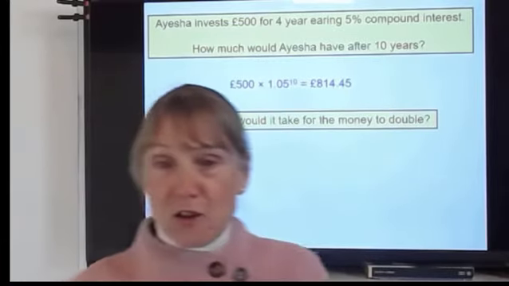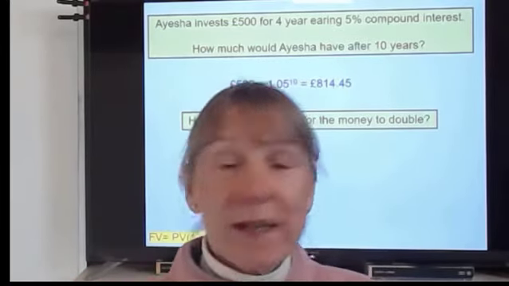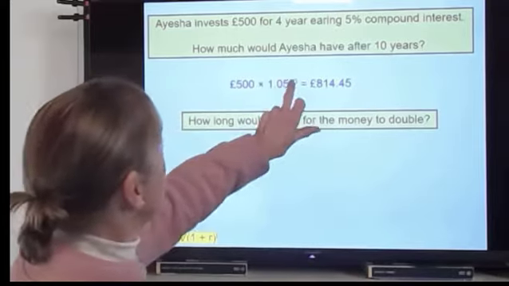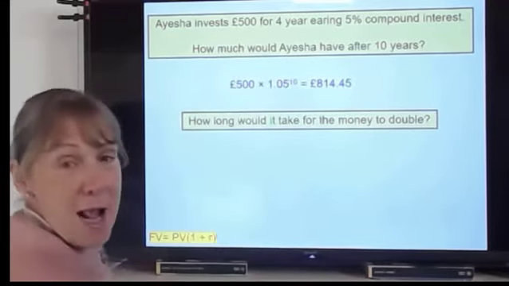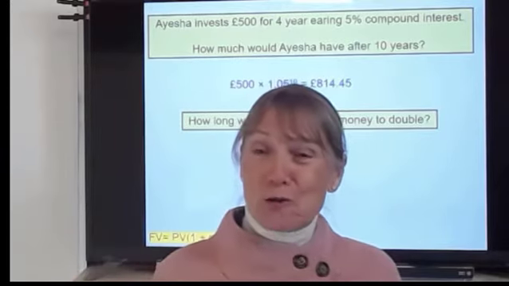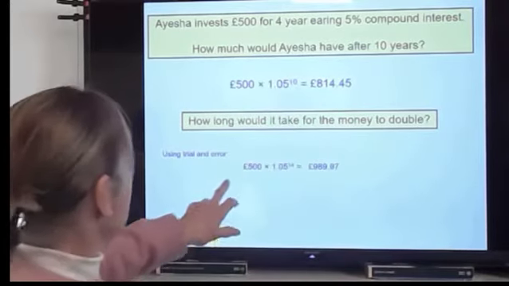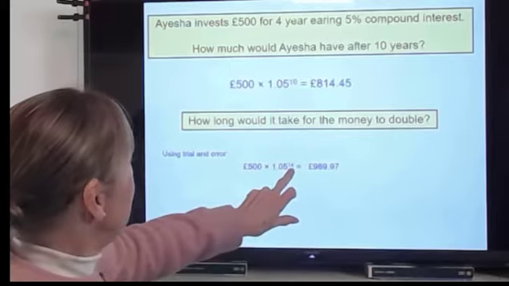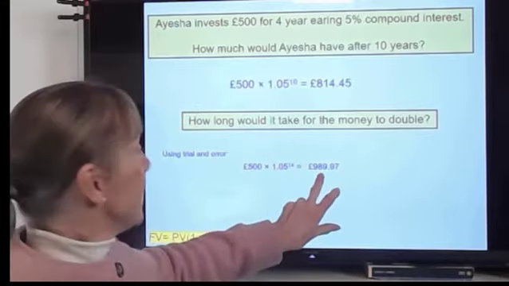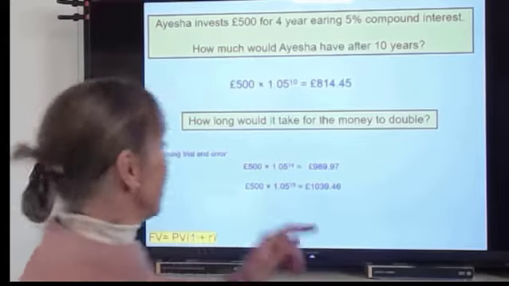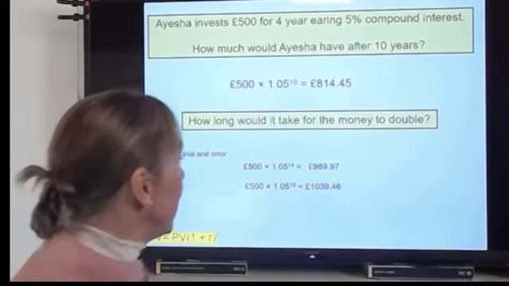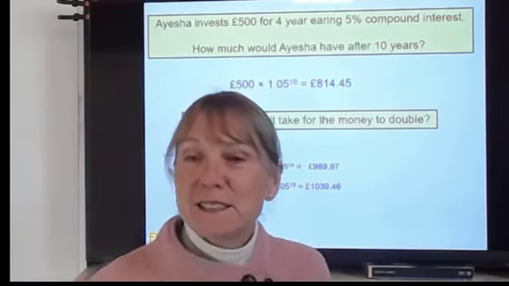So just out of interest, how long would it take for her money to double? Well, it obviously hasn't doubled in 10 years, so it's going to be a bit more than that, isn't it? At the moment, we can only do trial and error. Let's do that. We can try 14. Oh, and that gets us pretty close. If we try 15, we get over. So we can say it's in about 14 years that the amount will double.